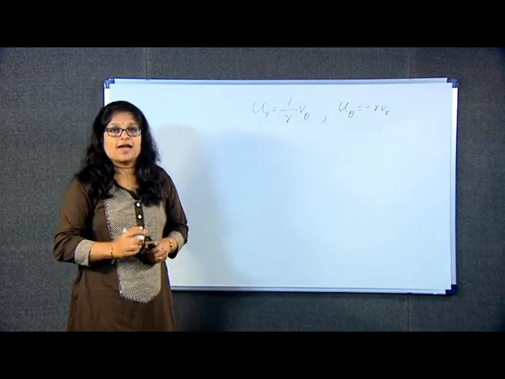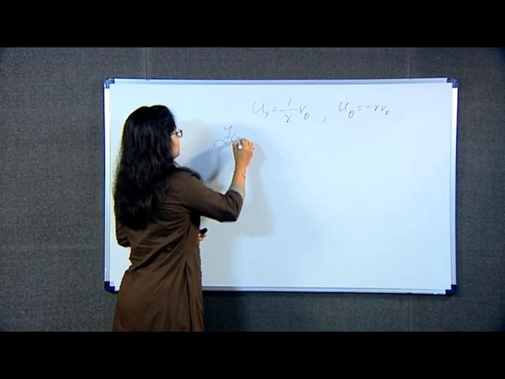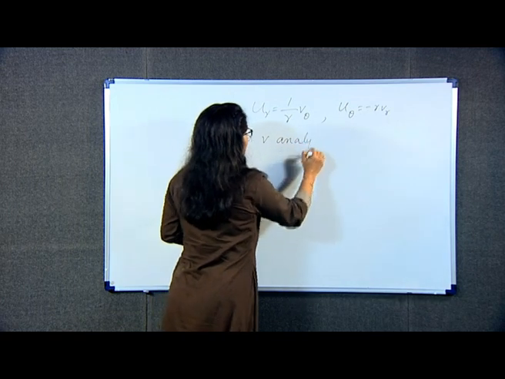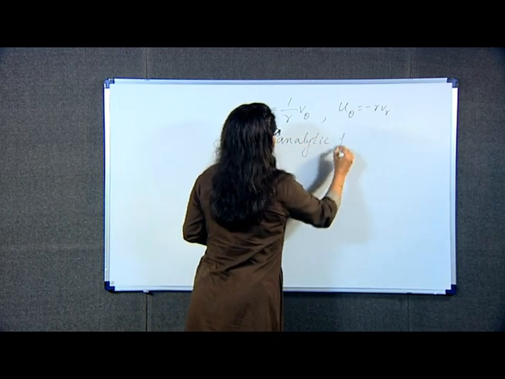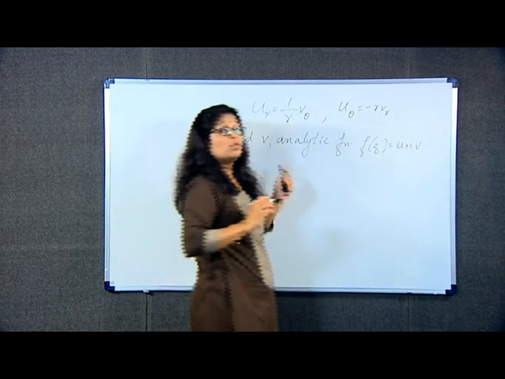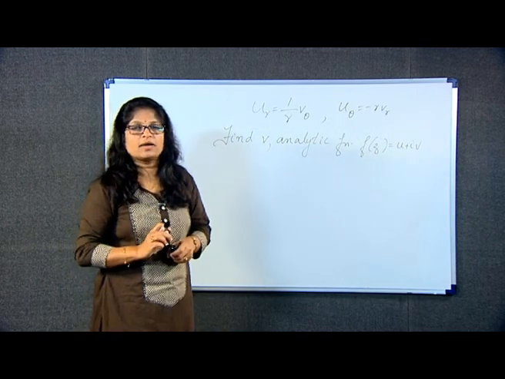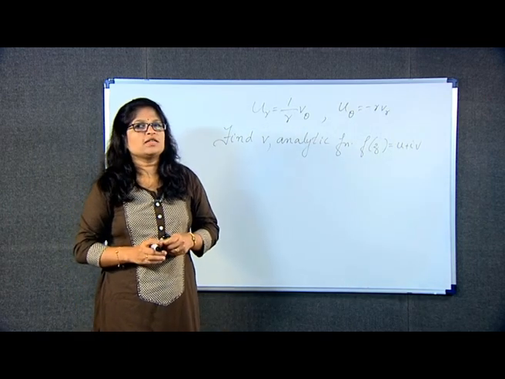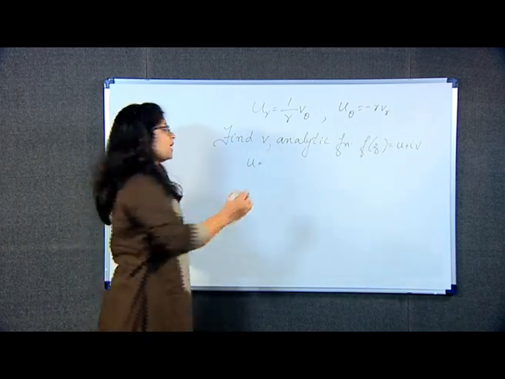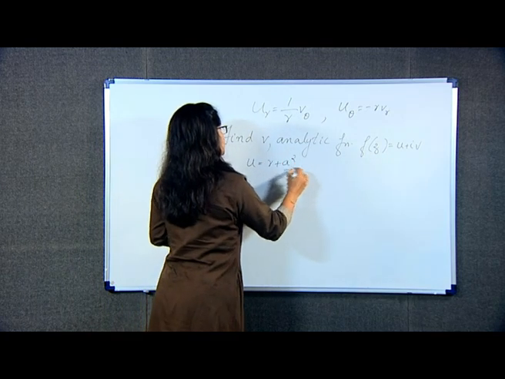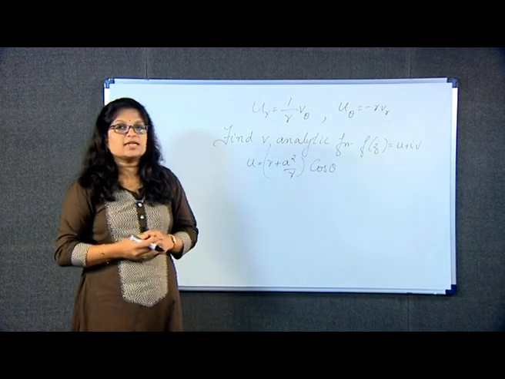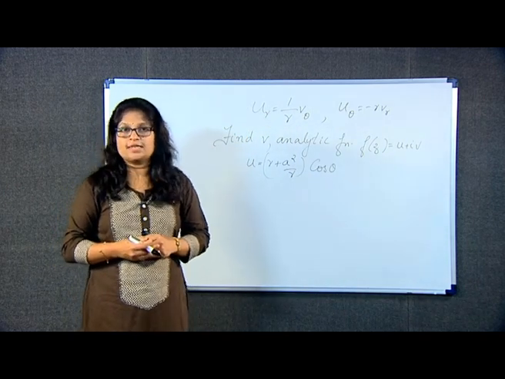I am asking you to find v and also the analytic function f of z equal to u plus iv. Both you have to find: the imaginary part and also the analytic function. Here u is given to you as r plus a square by r, times cos theta. You can see your u is given in the variables r and theta.